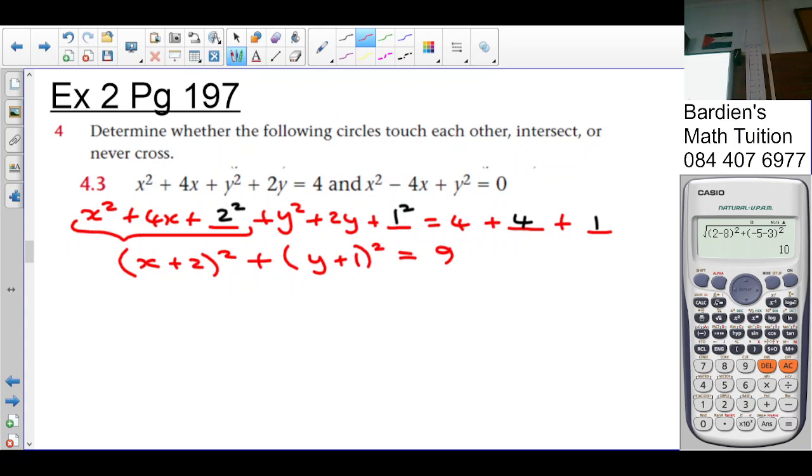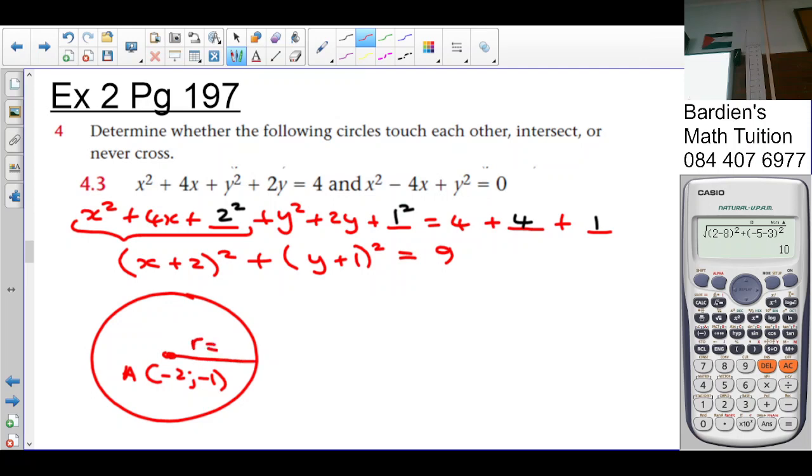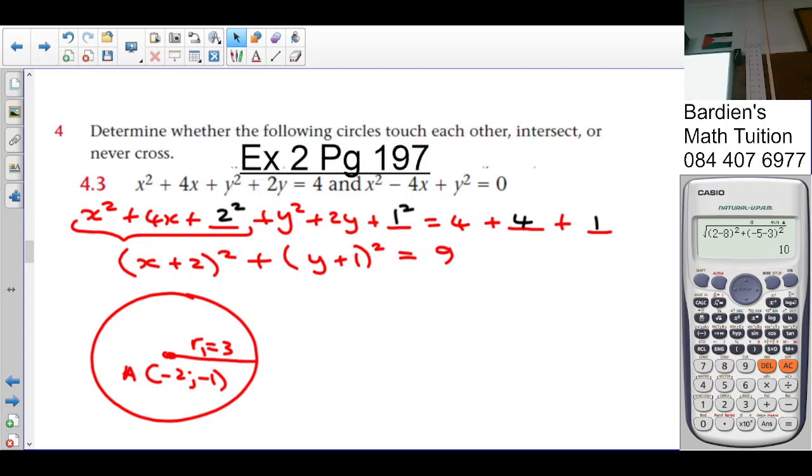So with the first circle, the center of the circle, let's call this A for now, is going to be negative 2 and negative 1. What's the radius of the circle? R1 is 3. Let's go with the second circle.